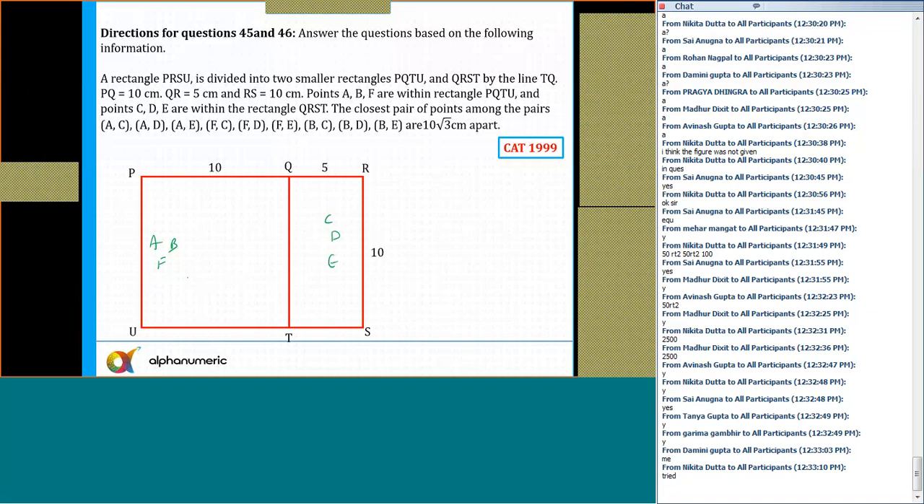And the closest pair of points among the pairs A to C. So if I say the points A, B, F are here, and then another 3 points, that is C, D, and E, are here. So I'm talking about these pairs: A to C, A to D, and A to E. Then F to C, F to D, and F to E. And then B to C, B to D, and B to E.